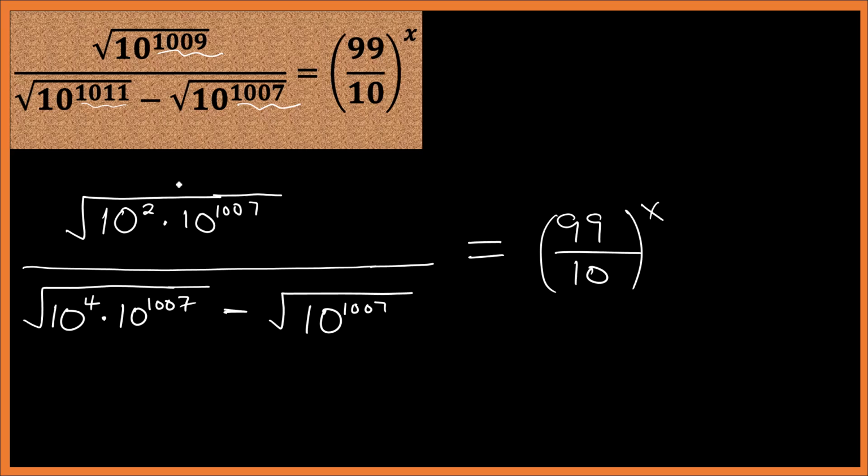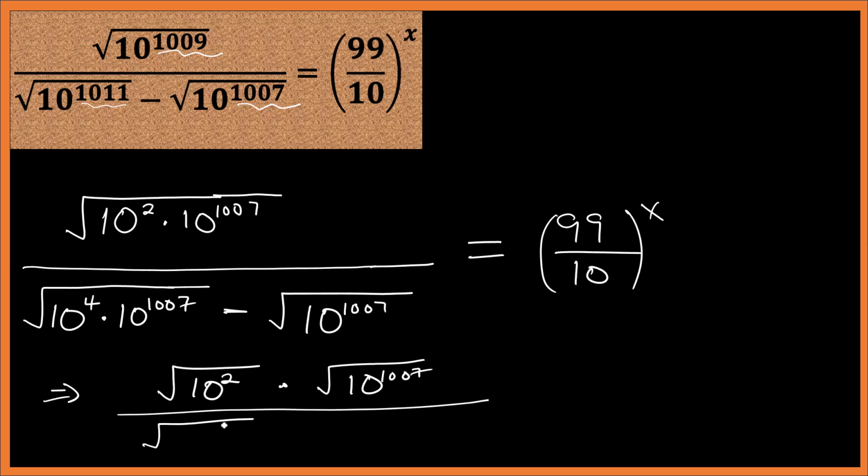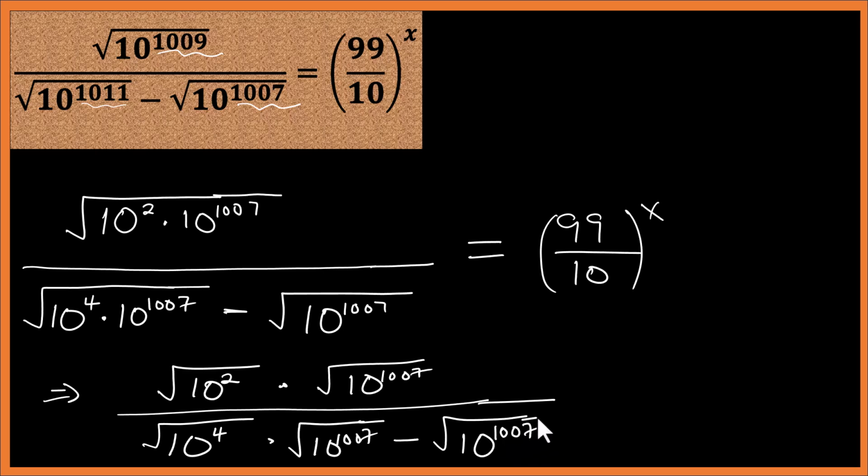All right, so let's solve for this one and then equate it to this. From here, we can write this as square root of 10 squared times square root of 10 raised to 1007, on square root of 10 raised to 4 times square root of 10 raised to 1007, minus square root of 10 raised to 1007, equals 99 on 10 raised to x.